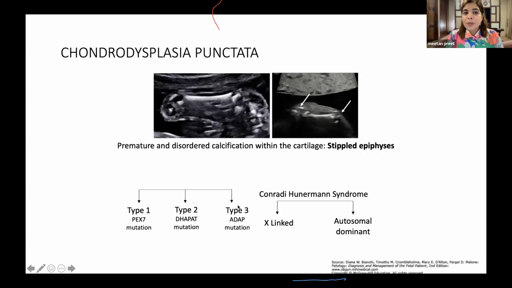There are a lot of types of chondrodysplasia punctata, but as far as ultrasound is concerned, we see three things. We see whether it is non-rhizomelic, where the bones are normal in length. We see whether it is rhizomelic, or it is a frank and severe micromelic variety of chondrodysplasia punctata.